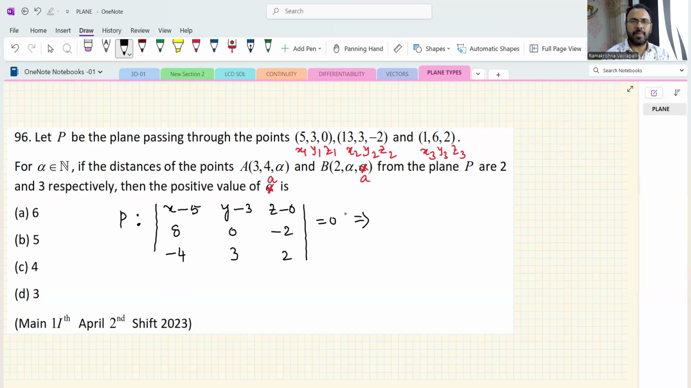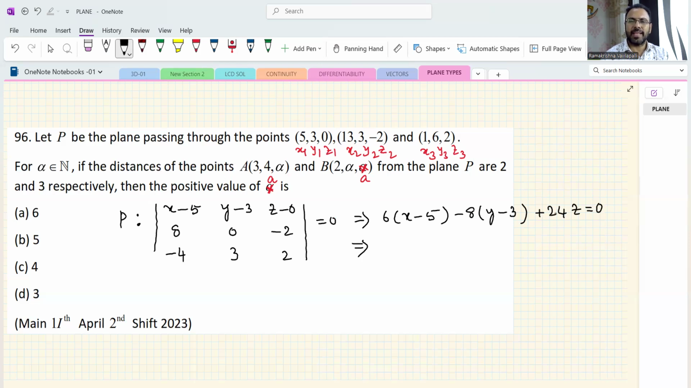Now you expand the determinant. This is 0, 6 into x minus 5. I'll write a little faster. This is 16 minus 8, so minus 8 into y minus 3. All right, next 24 into z. 4 into z equal to 0.